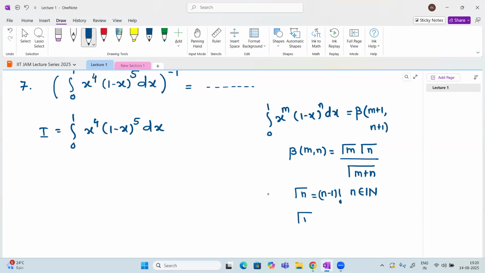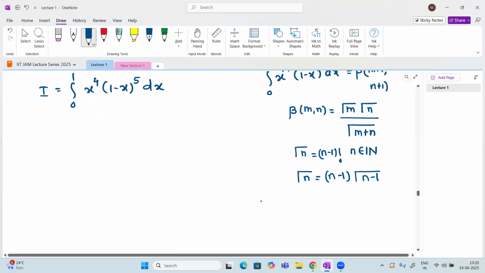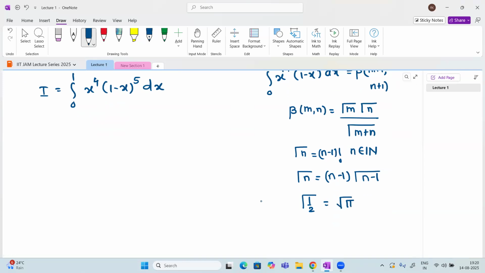And if n is not a natural number, but any integer or fraction, do you know any relation? Gamma n is n minus 1 times gamma n minus 1. Using this property of the gamma function, we can find the value of gamma 1 by 2, gamma 3 by 2, 5 by 2, like that. The value of gamma 1 by 2 is fixed. You know what is the value of gamma 1 by 2? Root pi.